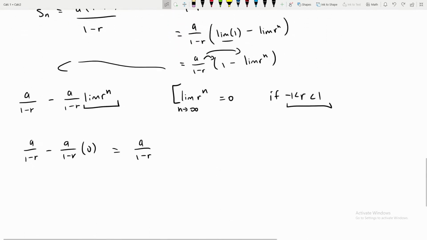So we don't need to check all the other possibilities of r, because this limit right here only exists if r is in between these values or r is equal to 1. But as we saw, r equal to 1 does not even work. The series is going to be divergent for it. So we just want to stick with this r value right here that we found. And if r is in between those bounds, then the sum of the series is equal to this value right here.